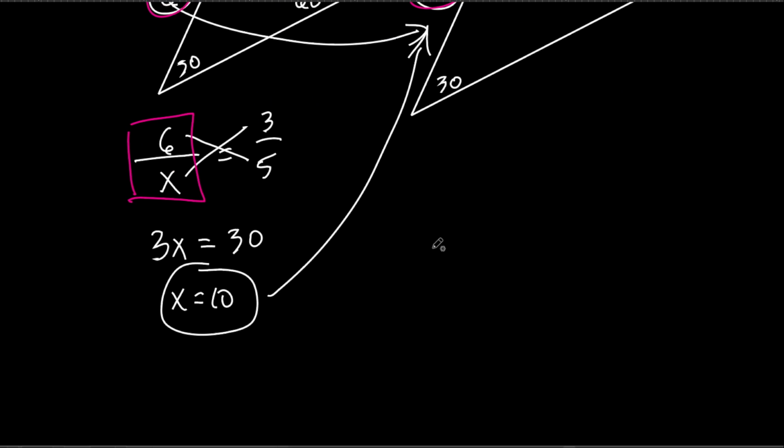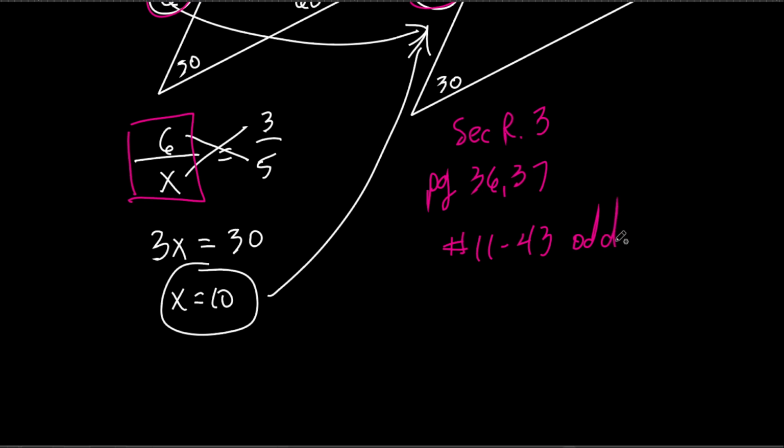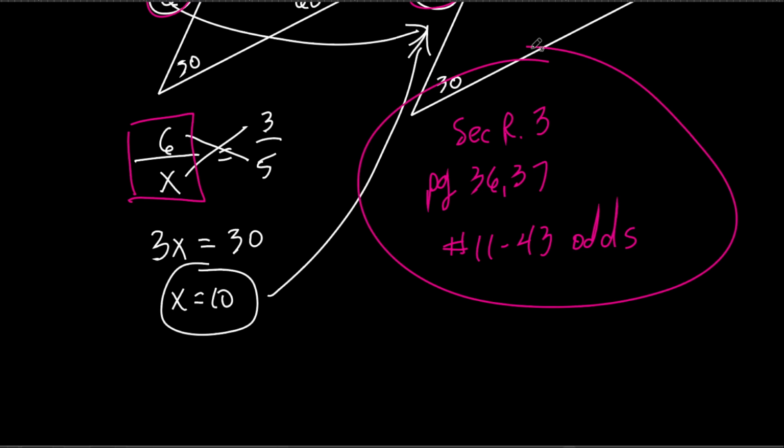All right, let's write down what the homework is. I already gave you the thing, but I'll write it down anyway. It would be pages 36 and 37. And this is section R3? Yep. And then we're doing 11 to 43, but you're only doing the odds. It's on your lesson plans. It said 11 to 43 odds. There it is. That's your homework.